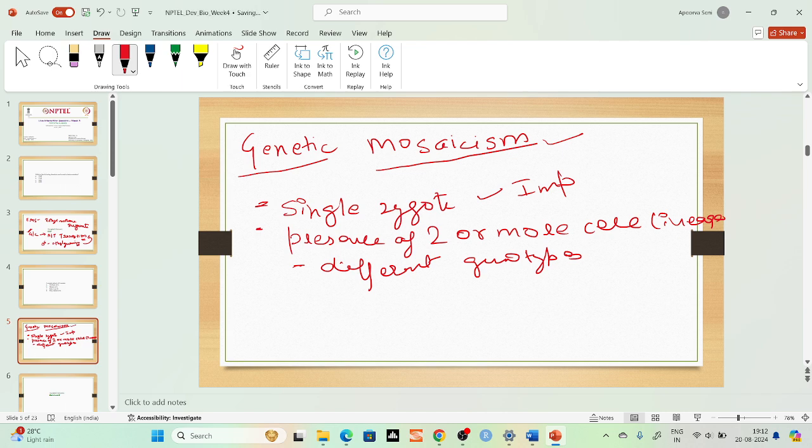Then what is a chimera condition? Chimera, whatever you want to call it. What is your chimerism then? Why am I stressing on these two terms? Because students often get confused between a mosaic and a chimera, that means mosaicism and chimerism. So does anybody know what chimerism means or what is a chimera?